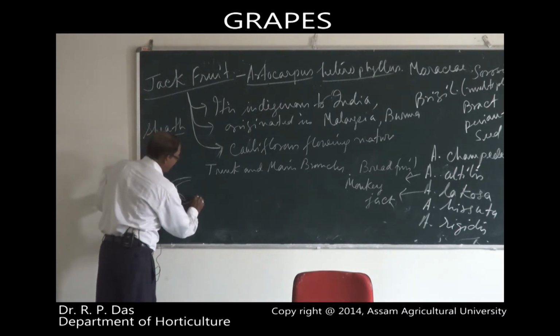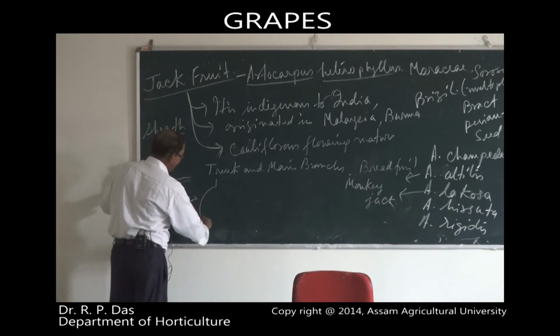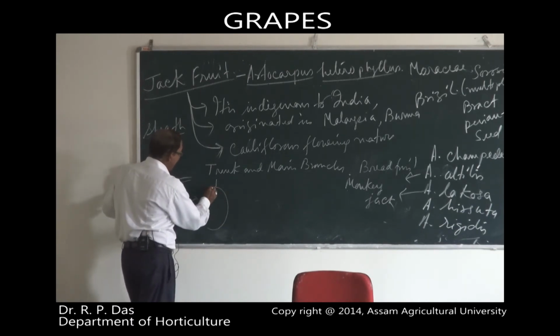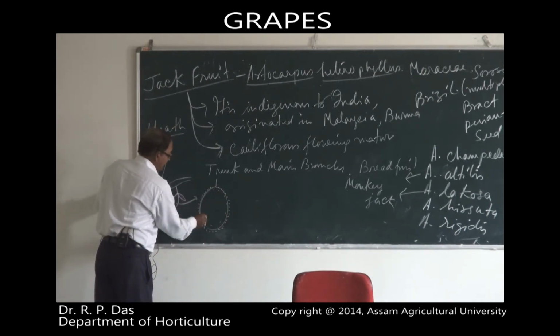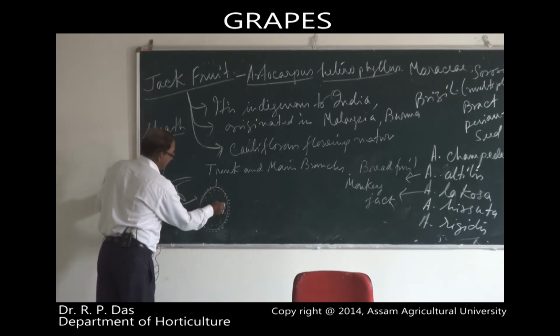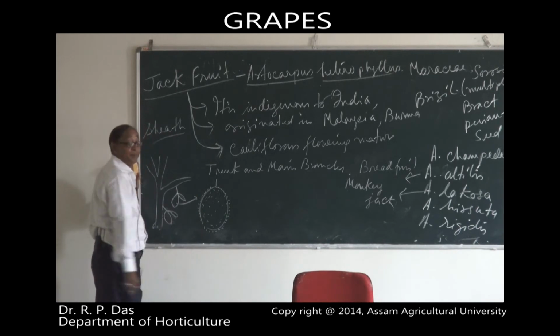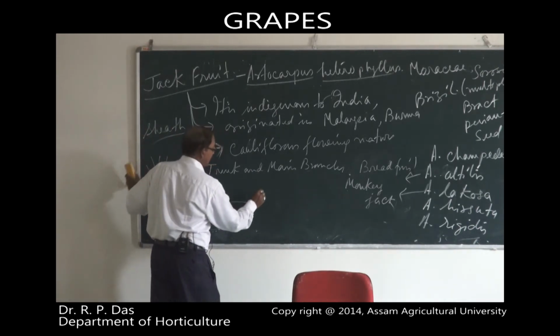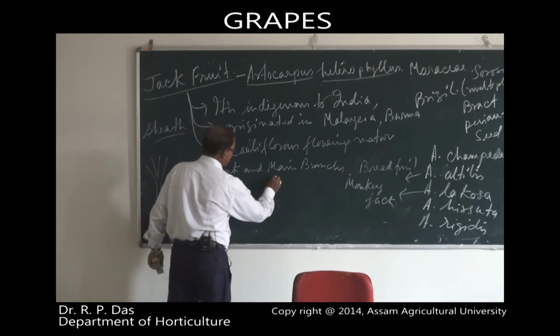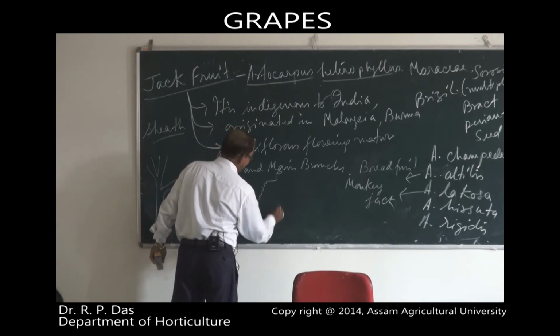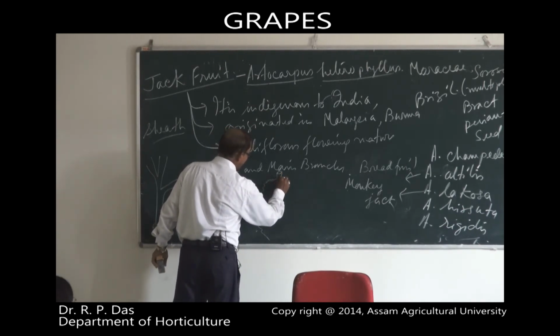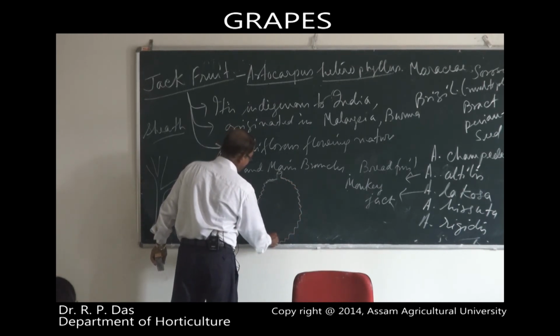And these female flowers are bigger in size, having granular, creamy white, woolly structure, just like wool. And after fruit set, you will find the fruits.